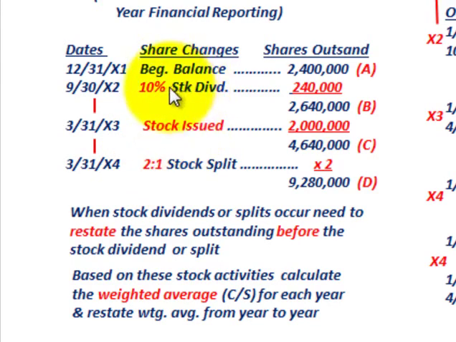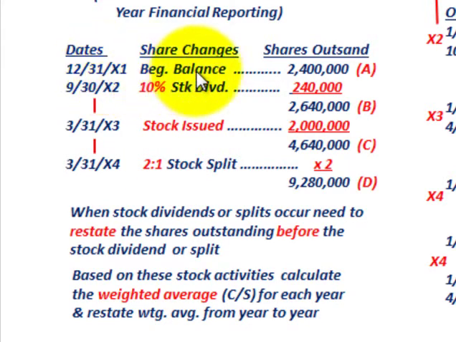And we're going to be looking at how we'd restate these from year to year and for the current year when we're calculating the weighted average for the equivalent shares that are outstanding for each year. And really, what we're going to be looking at is the comparison: stock issued versus stock dividends and stock splits, and how they're handled. So this is our example here.